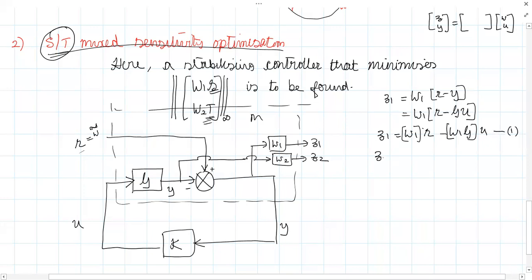Now what about Z2? What is Z2? W2 into Y. And what is Y? GU. W2 into GU. Okay. And what will be the output signal here? What should be the output signal in the two block form? What should be the output?